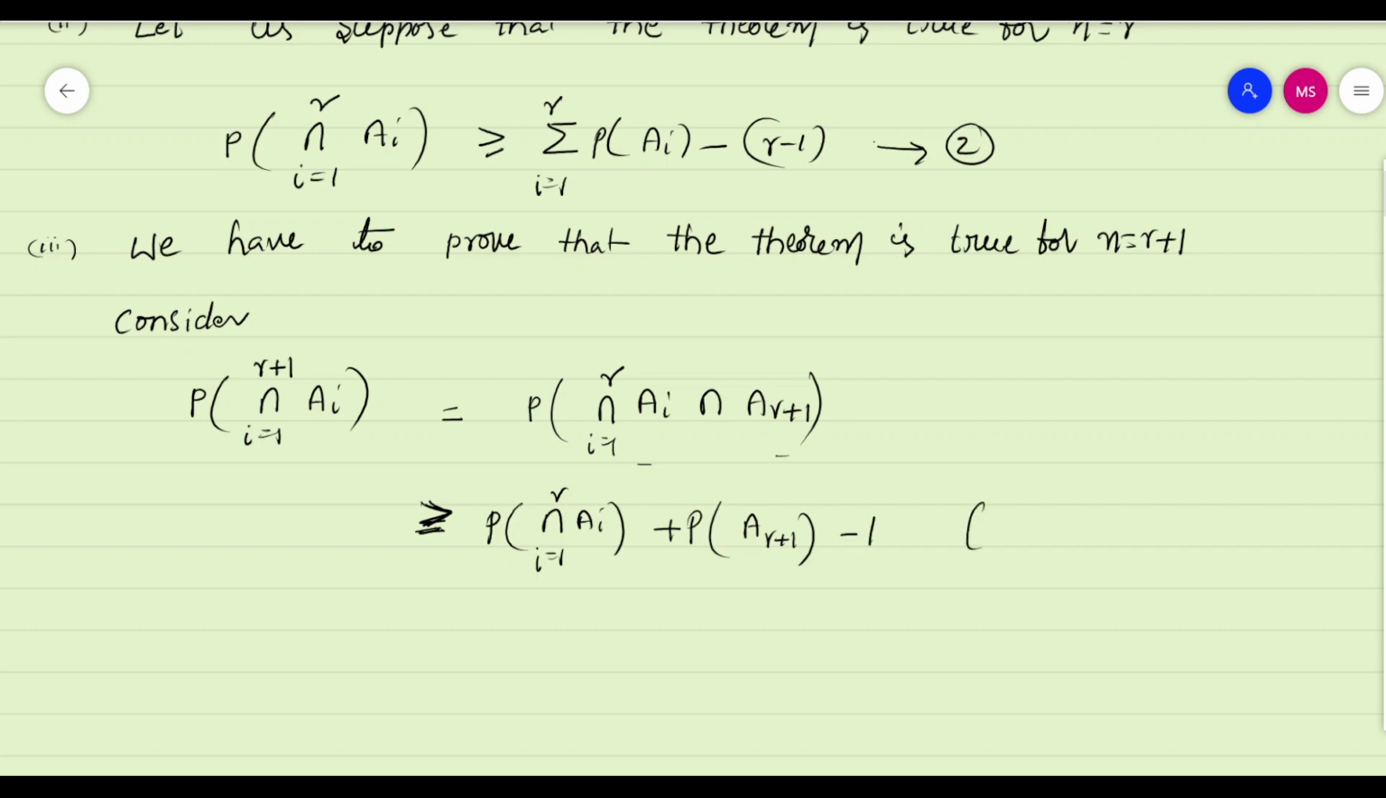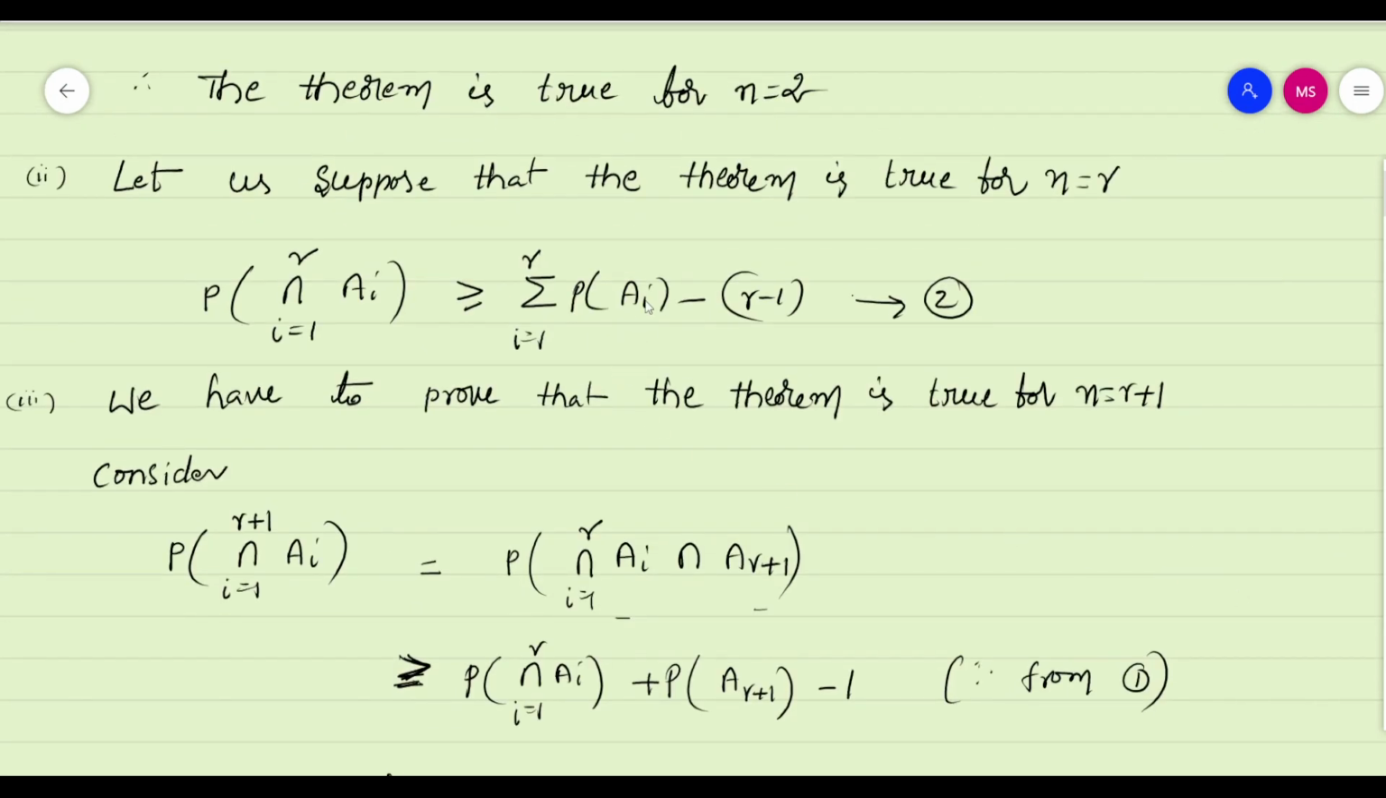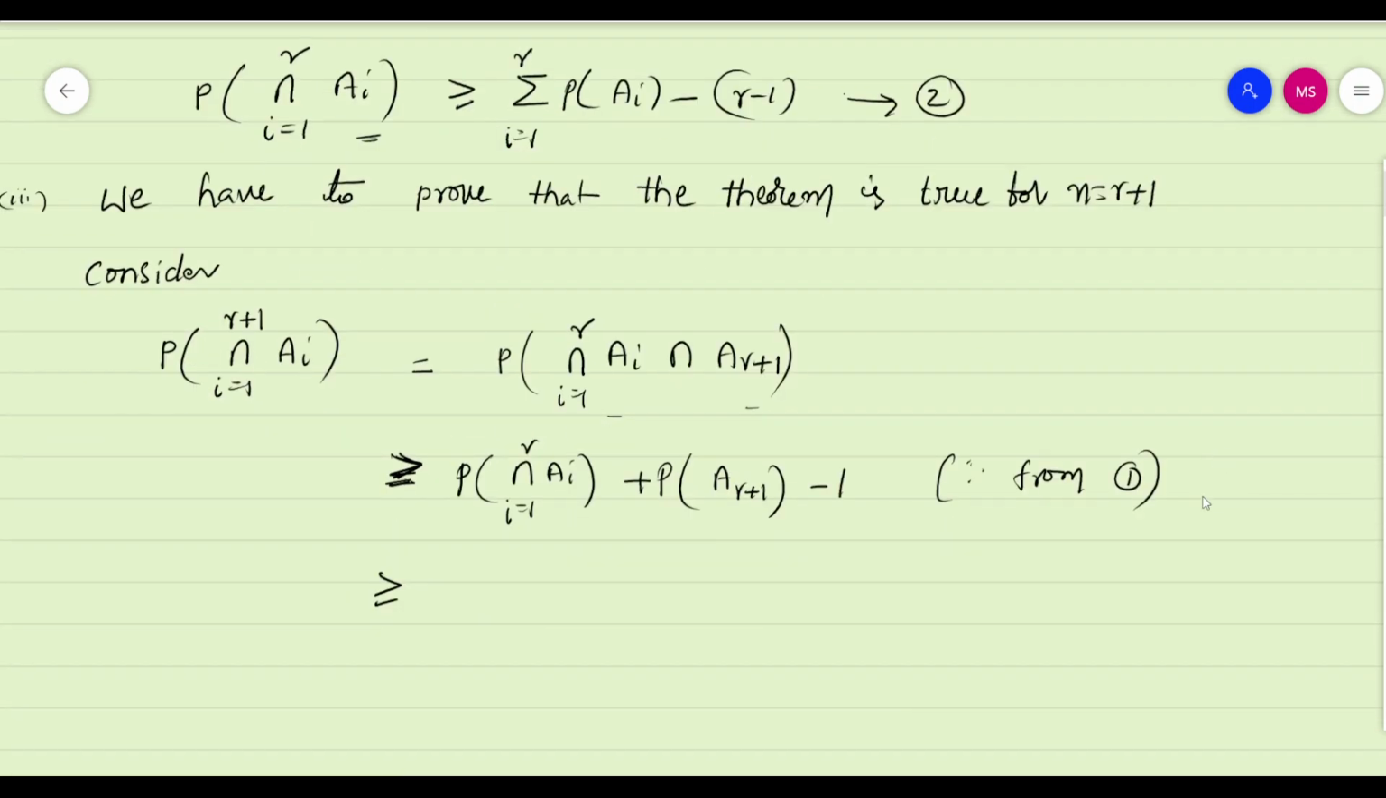So since from 1, P of a1 plus P of a2 minus 1 is greater than or equal to, by using equation 2. Let us suppose that the theorem is true for n equal to r case. That is equation number 2: P of intersection i from 1 to r of ai is greater than or equal to summation. So observe that this is P of intersection i running from 1 to r ai. So in the place of this, write equation 2.